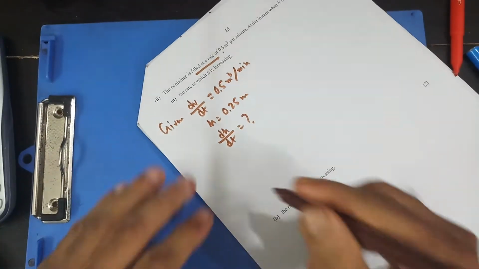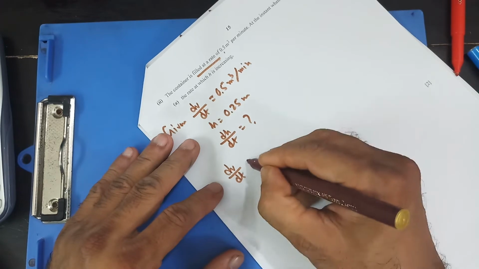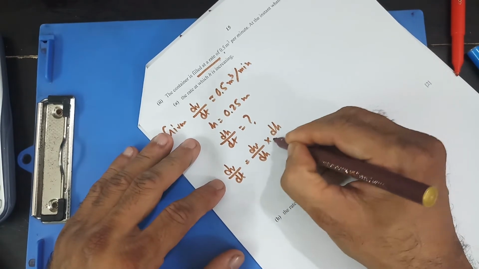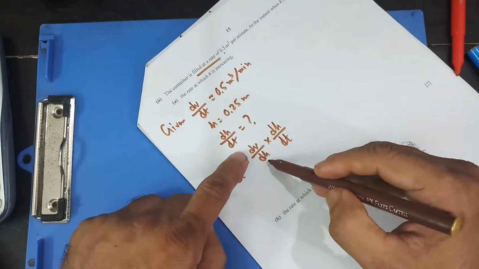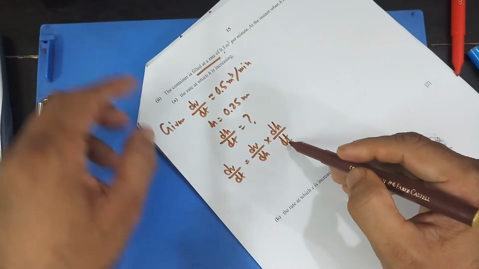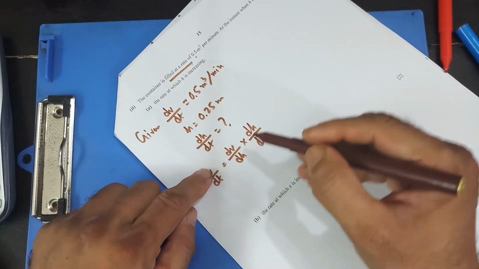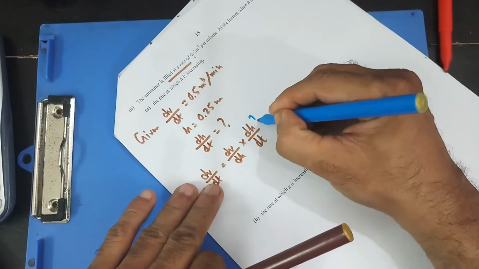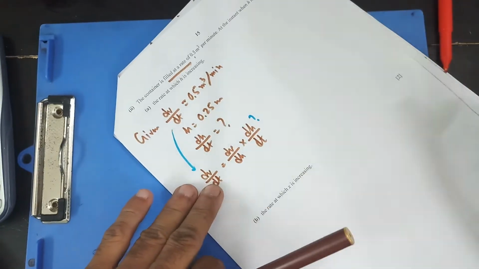So what can we do? We can write dV/dt equals dV/dH times dH/dt. dH cancels out, so I end up with dV/dt. Now I have dV/dt, since it's given already. I need to find this one, dH/dt. Now we need to find dV/dH.